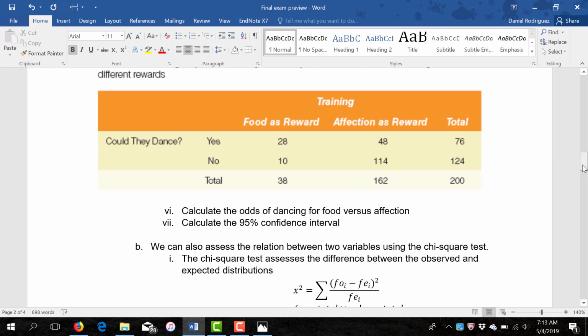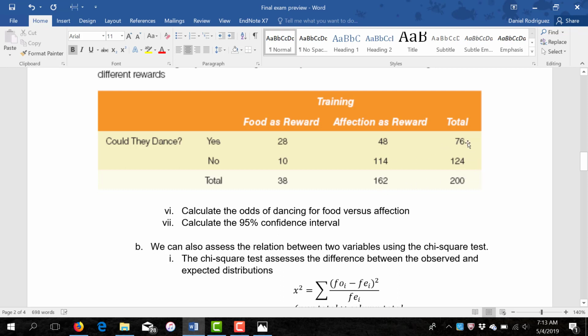So here's the distribution after we took all the kitty cats. After this, obviously you see the chi-square down there. We're not dealing with that right now. So could they dance? 28 kitty cats could dance with food as reward, 10 could not. 48 could line dance with affection as reward, 114 not. And here we have all these marginal values.